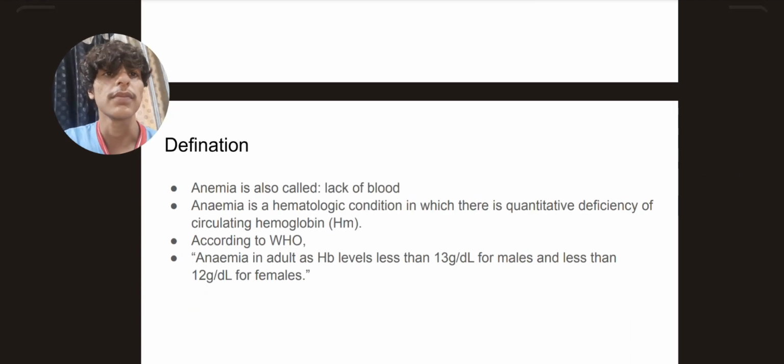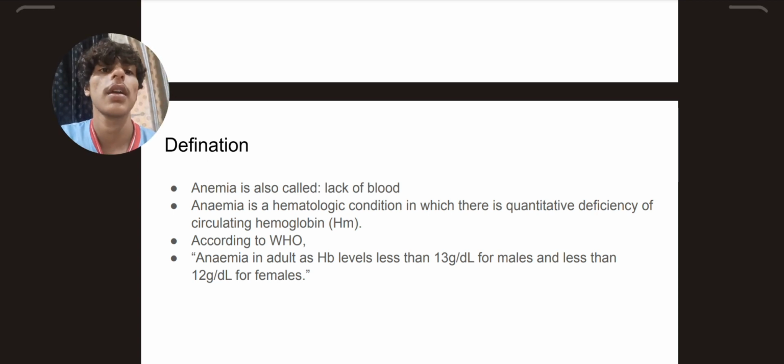In simple terms, lack of blood means anemia, but anemia is a hematologic condition in which there is quantitative deficiency of circulating hemoglobin. According to WHO, the World Health Organization, anemia in adults has a hemoglobin level less than 13 gram per deciliter for males and less than 12 gram per deciliter for females. So that's all for the definition.